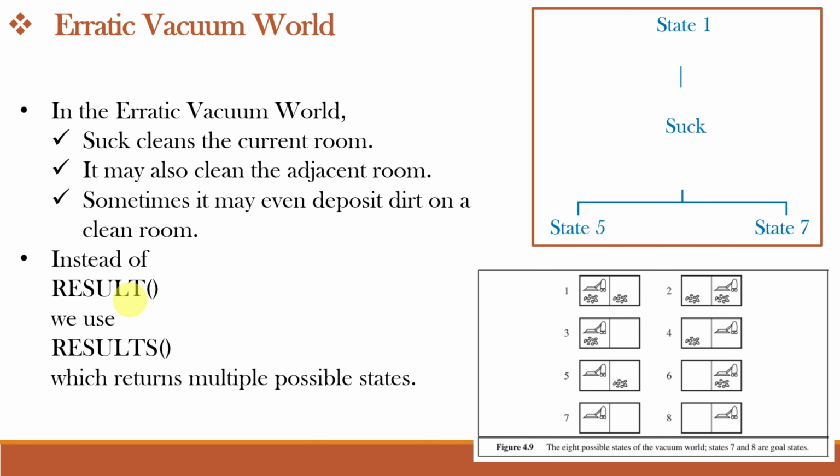Instead of using the result function which returns only one state, we now use the results function which returns a set of possible states. So as shown in the figure, from state 1 where both the rooms are dirty, after suck it may reach state 5 where it has cleaned the current room, and it may also reach state 7 where it has cleaned the adjacent room also. So this is the main difference between the deterministic and non-deterministic search.